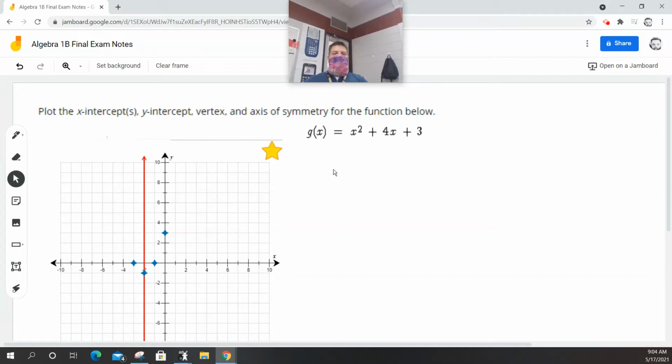Okay, so for this one, it wants us to draw the x-intercepts, the y-intercepts, the vertex, and the axis of symmetry. And then they want us to plot it and graph it. So let's start with the vertex. Well, I can find the vertex.